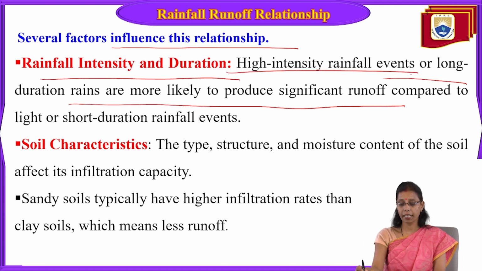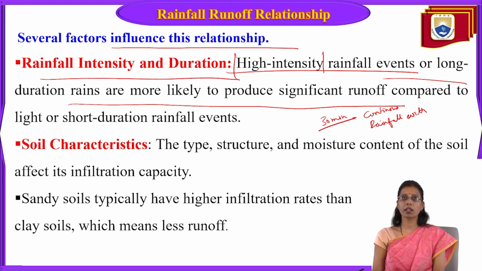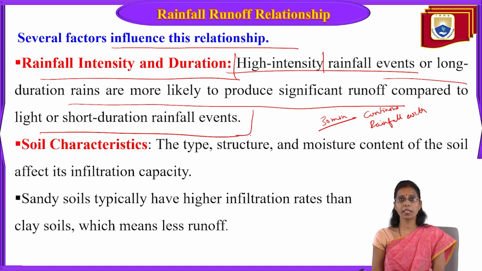If rainfall is continuously falling for half an hour, for 30 minutes, with high intensity, what will happen? The runoff will be more compared to light and short duration rainfall. Wherever the rainfall is of short duration, the runoff will be less because the water does not stay there. For example, if you throw water with full force, it will simply flow off as runoff. If you pour the water very slowly, the runoff will be very slow and seepage will take place.